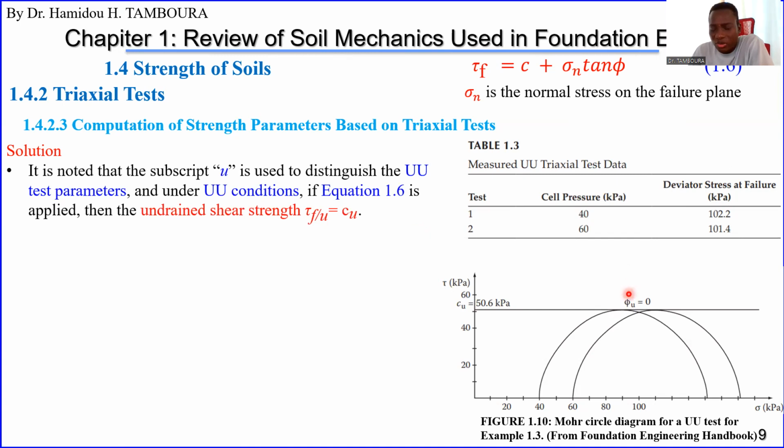But since phi is 0 here, then tangent phi will be 0 also. So this term here will be 0, and only cohesion will remain. Since in the UU test the cohesion is called CU, we will have shear strength equal to CU, which is here. Okay, this is what we have here.